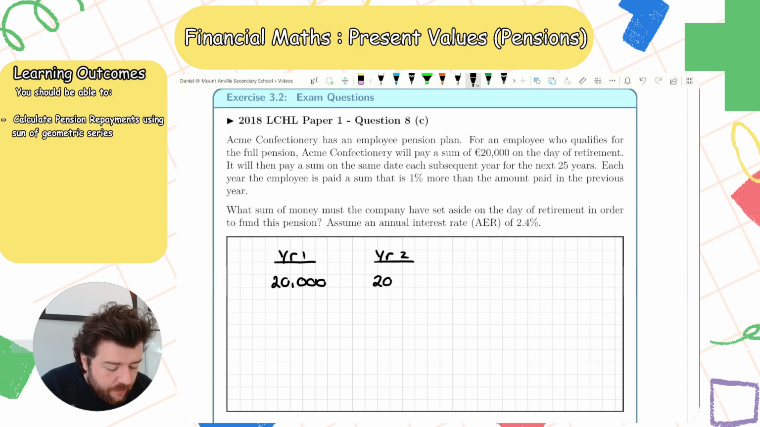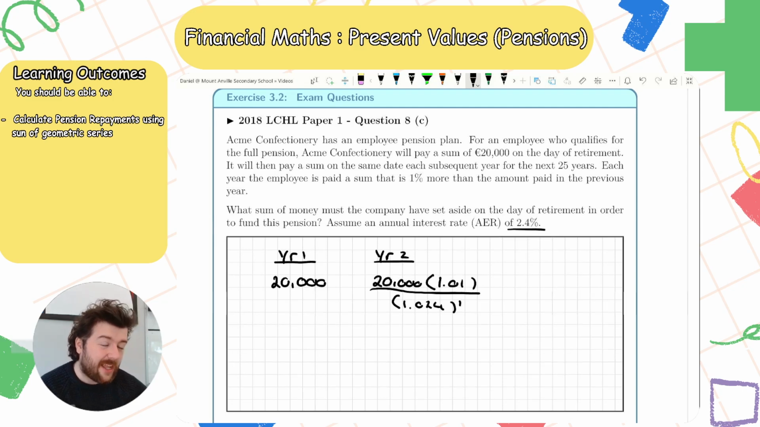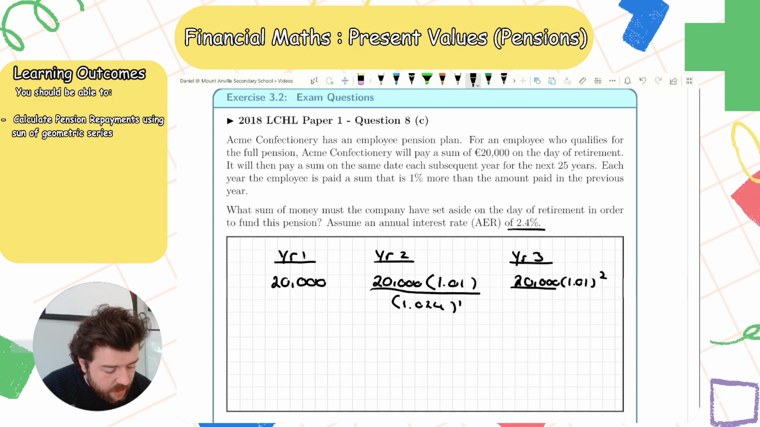Year two, however, well, first of all, it's going to be 20,000, 1% more than the previous year. But then I have to find the present value, so I have to divide by the interest rate. The annual interest rate is 2.4%, so it's 1.024 to the power of 1, because that was only accruing interest for 1 year. Year 3 is going to be 20,000 times 1.01 squared all over 1.024 to the power of 2, because it's been accruing interest for 2 years.